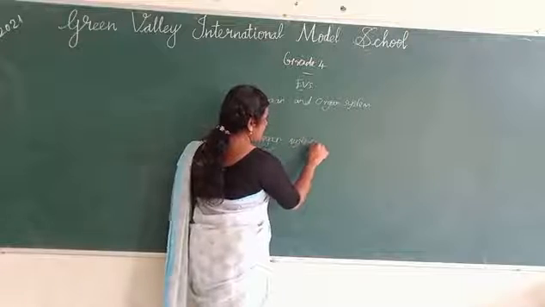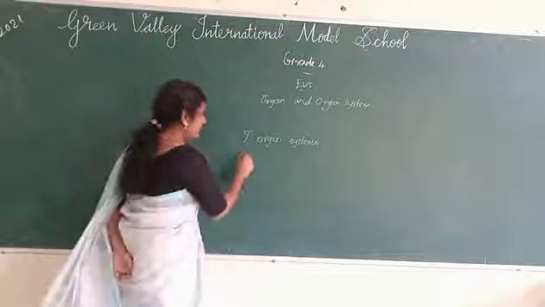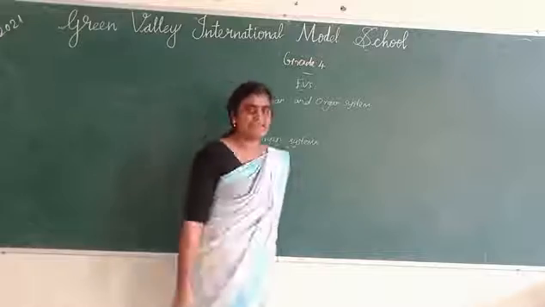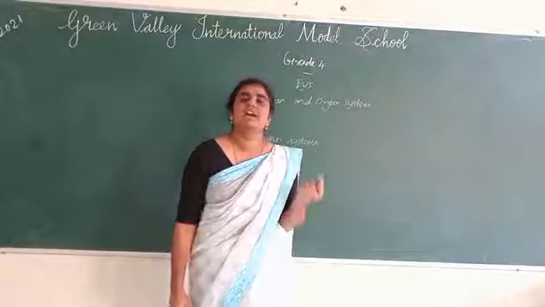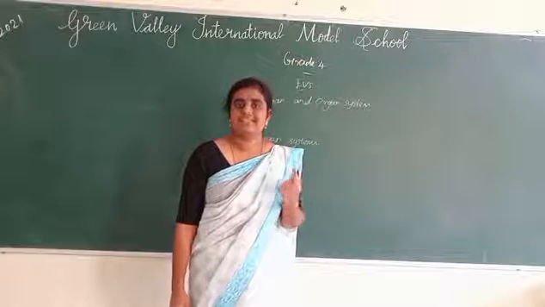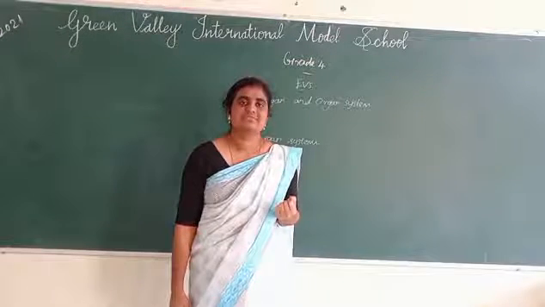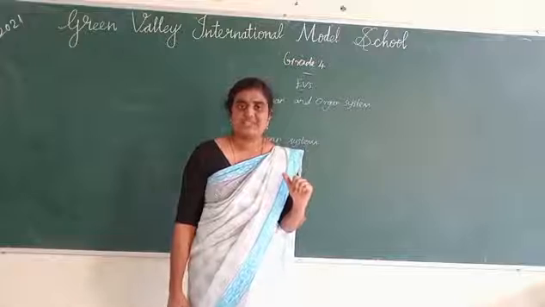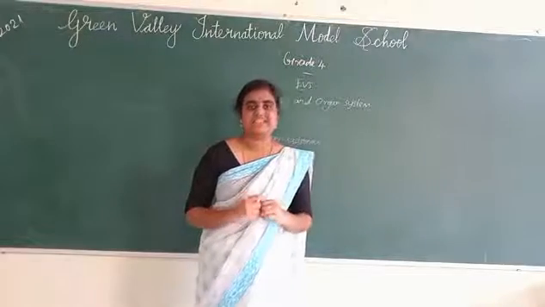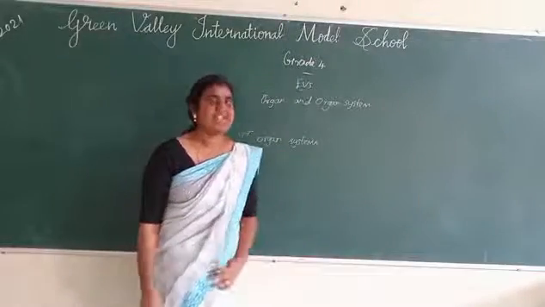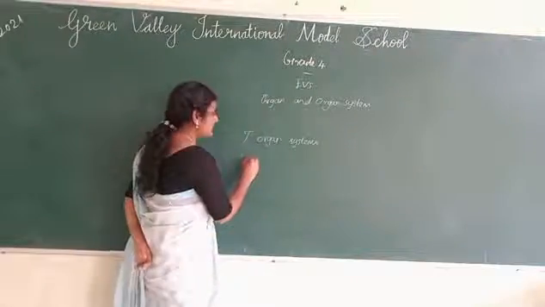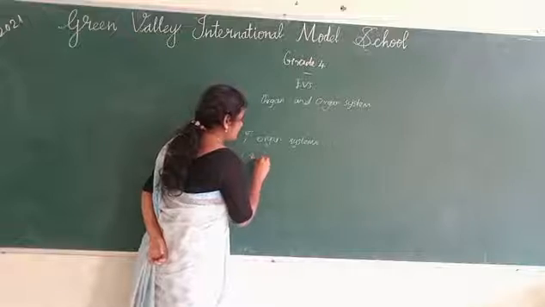The organ systems in our body are the digestive system, circulatory system, respiratory system, excretory system, muscular system, skeletal system and nervous system. These are the seven organ systems. Okay, the first one is what? Digestive system.